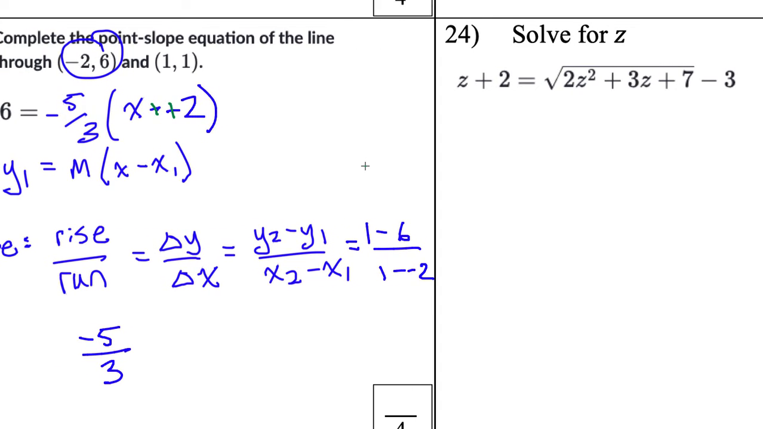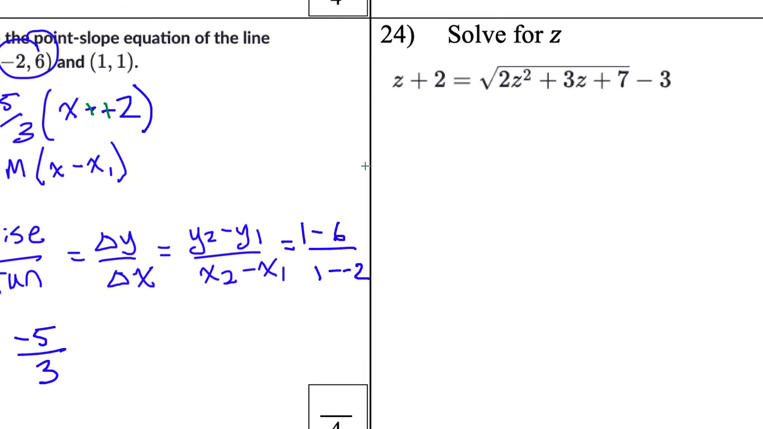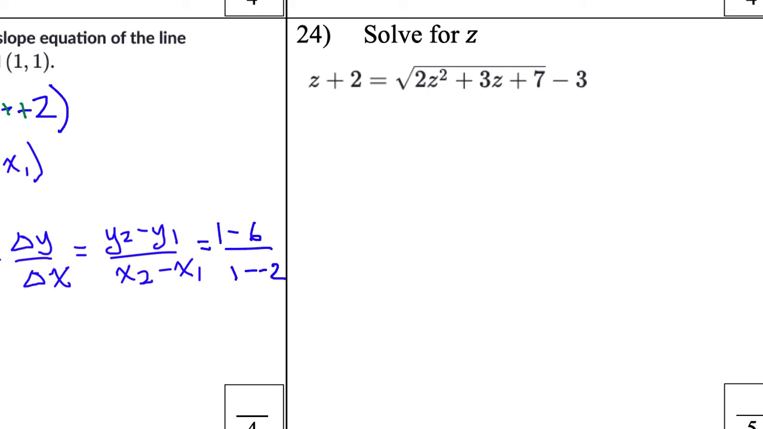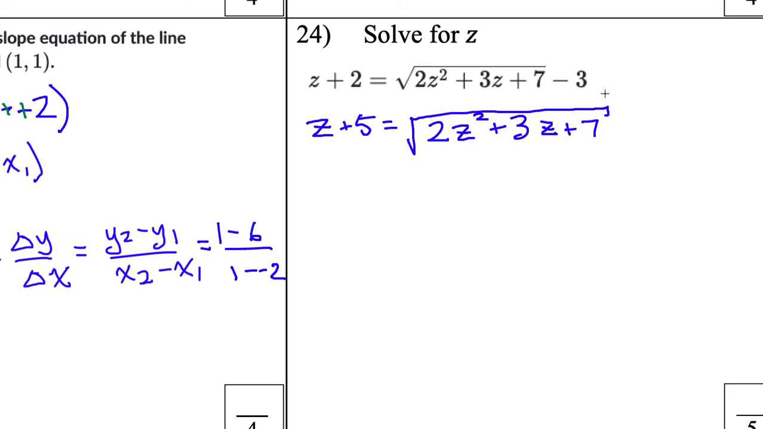Okay, this guy can be difficult. I know that we struggled with him a little bit in the past. Solve for z when we have radical equations. You will be seeing these in BC calculus next year. The way that you solve these is you first get only the radical, only the square root, on the right side. So let's add 3 to both sides, and I now get z plus 5 is equal to the square root of 2z squared plus 3z plus 7. That's all under that radical sign.